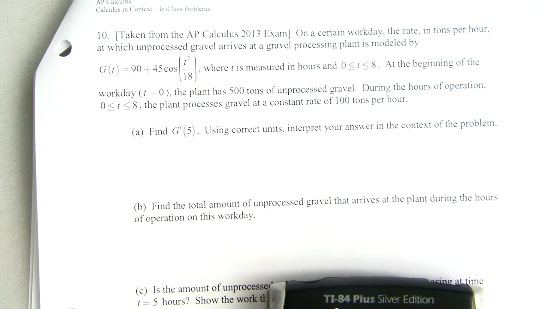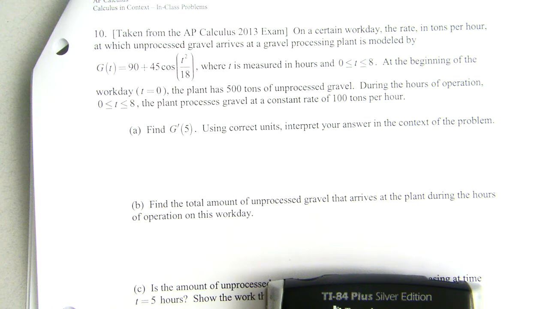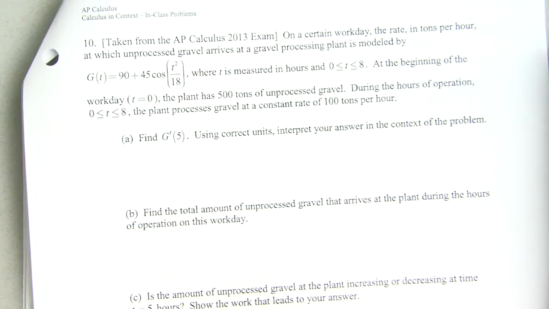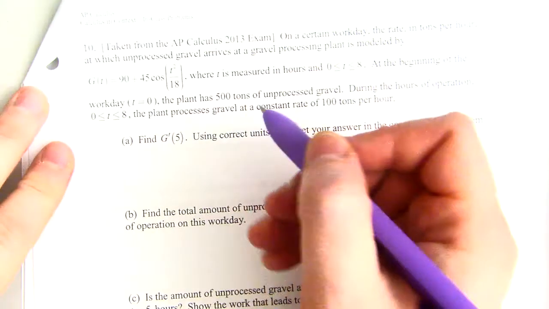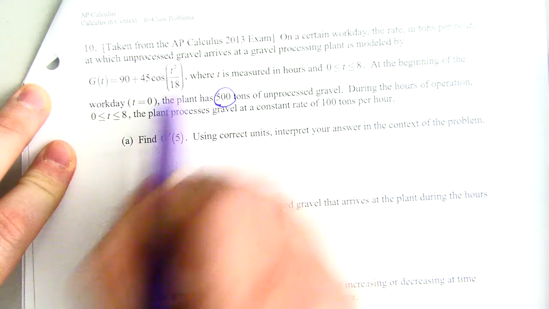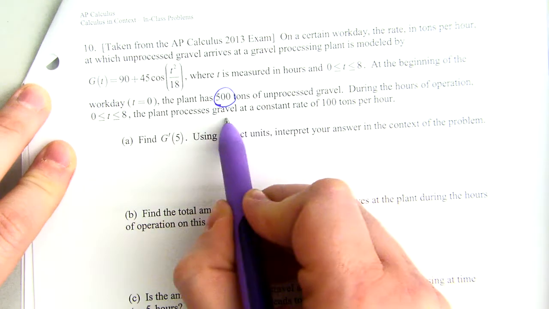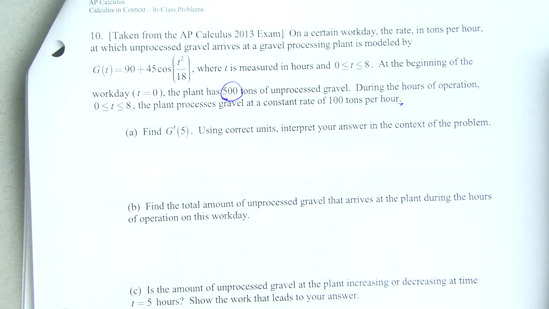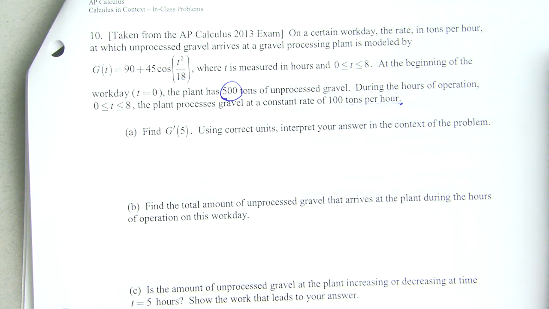Before we do anything, make sure your calculator is in radian mode, or everything's going to be a little off here. Okay, so I know the starting amount. There's 500 tons initially. Here's the rate that gravel is arriving. Here's the rate that gravel is getting processed. First thing I want to deal with, finding g prime of 5, and then interpreting that.